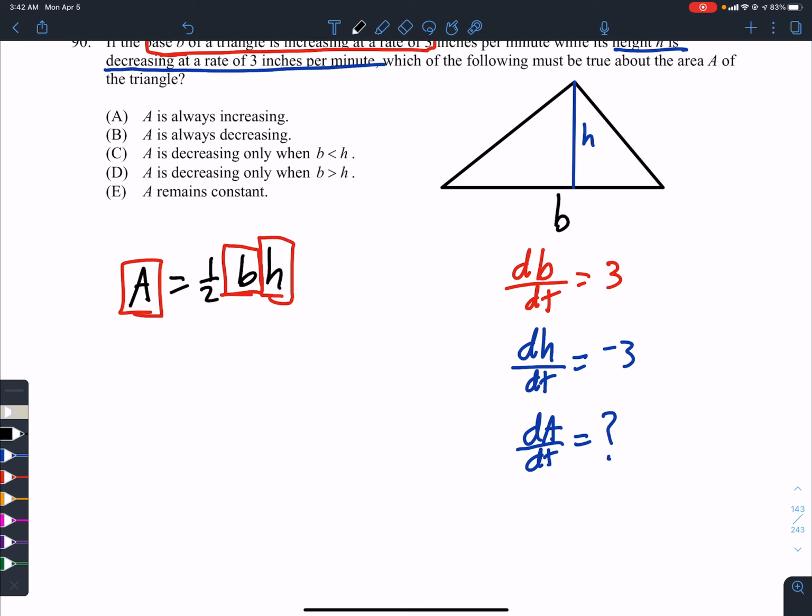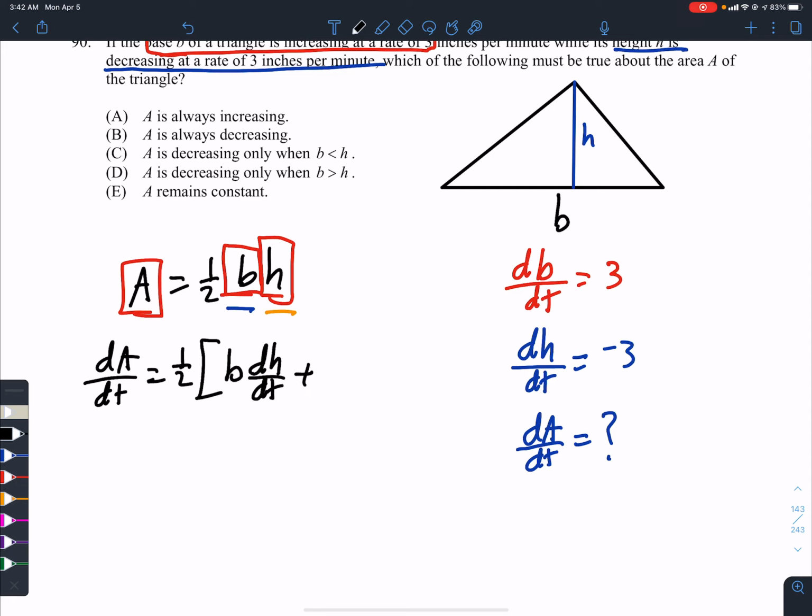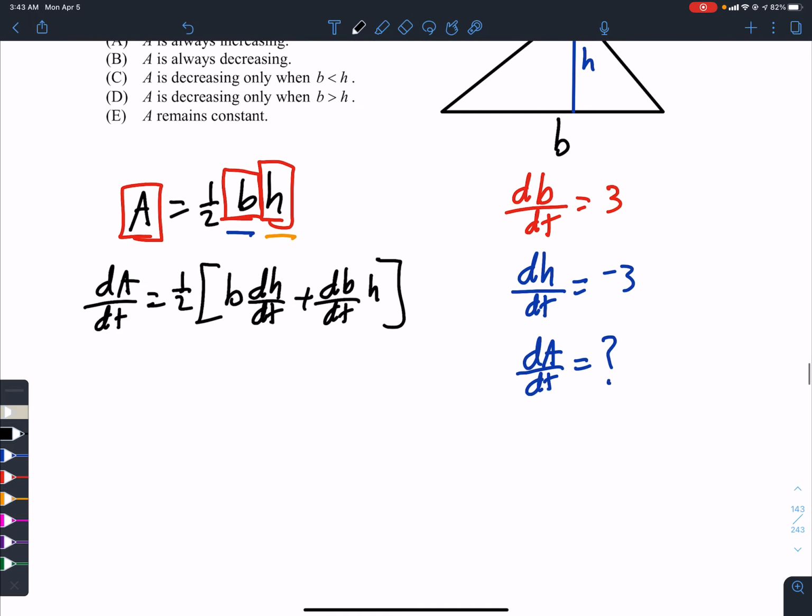So the left side is pretty easy. The derivative of A, dA dt. 1/2 is a constant. I'll leave it in front, and we need the derivative of BH. But this is a product. You're multiplying two things. So you leave the first alone, and the derivative of H is dH dt. Then you take the derivative first, which will be dB dt, and you leave the second alone. So we get this.